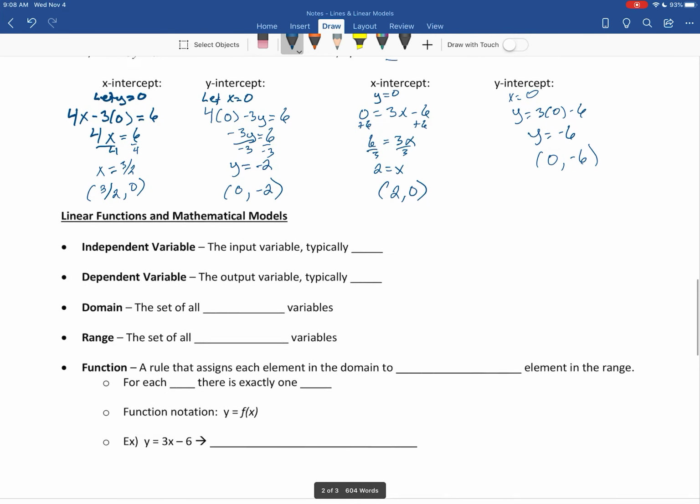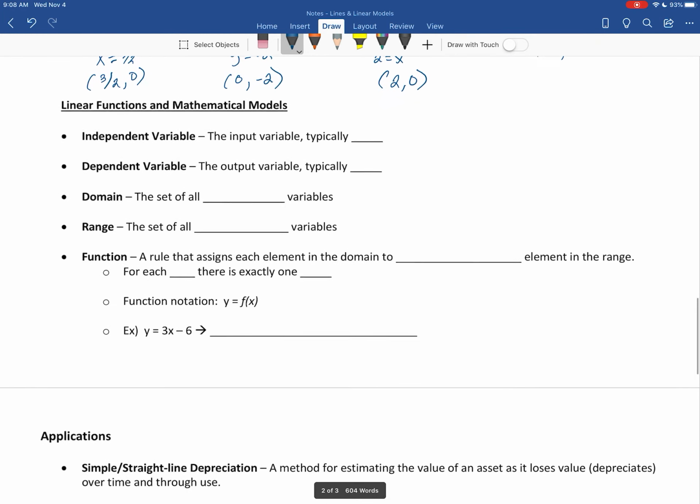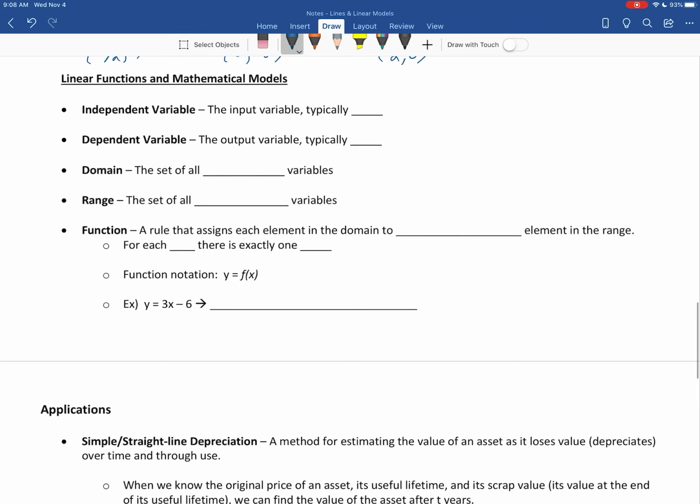Okay, let's move on to linear functions as mathematical models. So you're going to have some other definition words that you need to know. The independent variable is another word for the input variable. Typically this is x, but it doesn't have to be. In word problems and other scenarios, it could be a different variable. You just have to kind of look and see. Dependent is the output, and again, typically that's y.